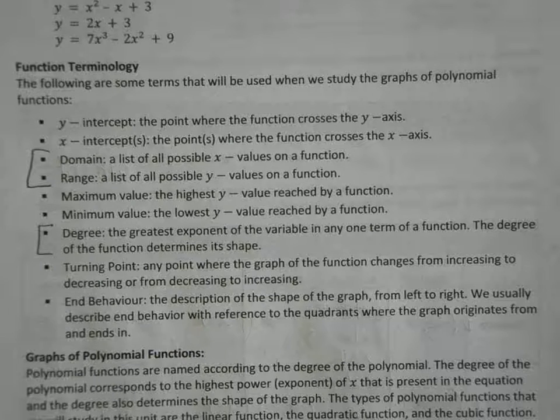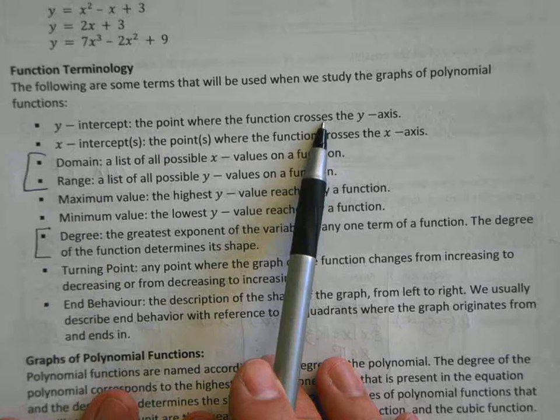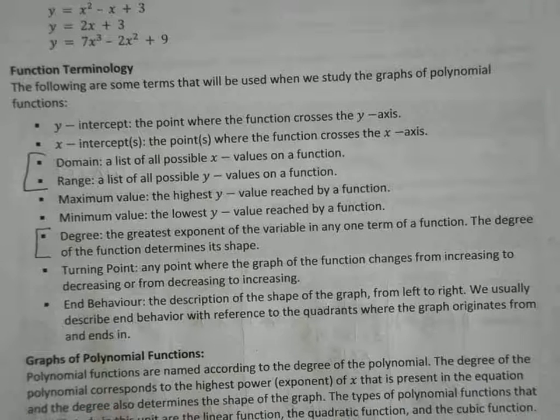Okay? The y-intercept is the point where the function crosses the y-axis. The y-axis is this one, right? So where that graph crosses that axis is the y-intercept. If it's a function, and I'm not going to go on a half-an-hour digression why, it will only ever cross the y-axis once. Okay? If it's a polynomial function, it will cross once for sure, guaranteed.